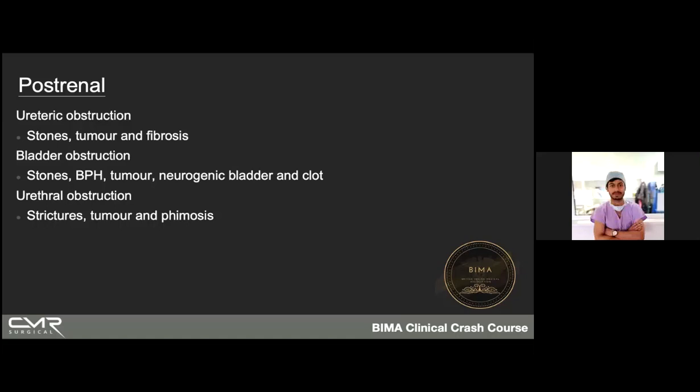Bladder obstruction, in terms of tumors, can be anything from prostate carcinoma to bladder tumors, obviously. Then you have BPH and neurogenic bladder, and clotting, as I said, which can sometimes be caused by surgical procedures like cystoscopy, and Botox injections into the bladder for patients with bladder incontinence. So that's postrenal.